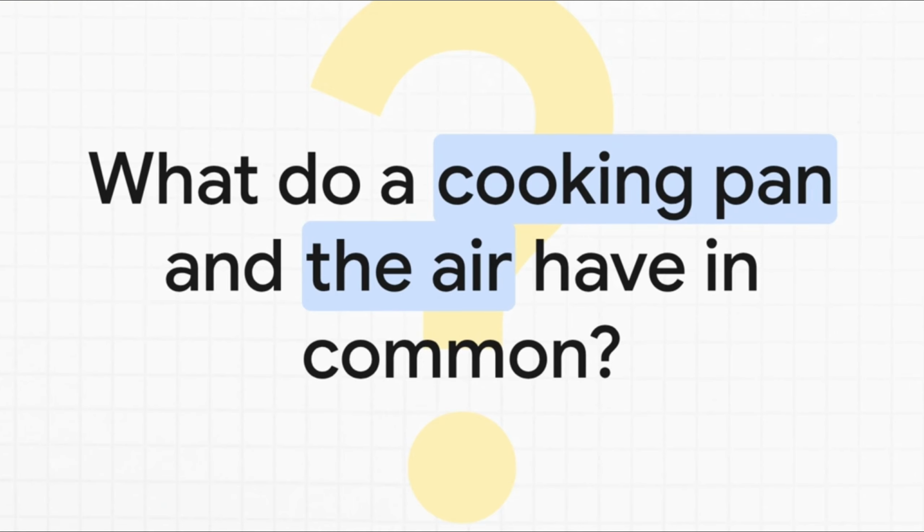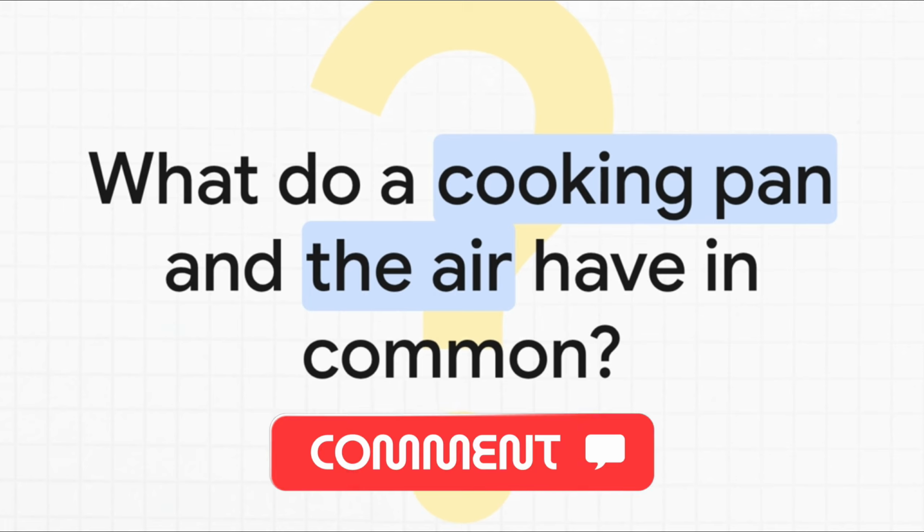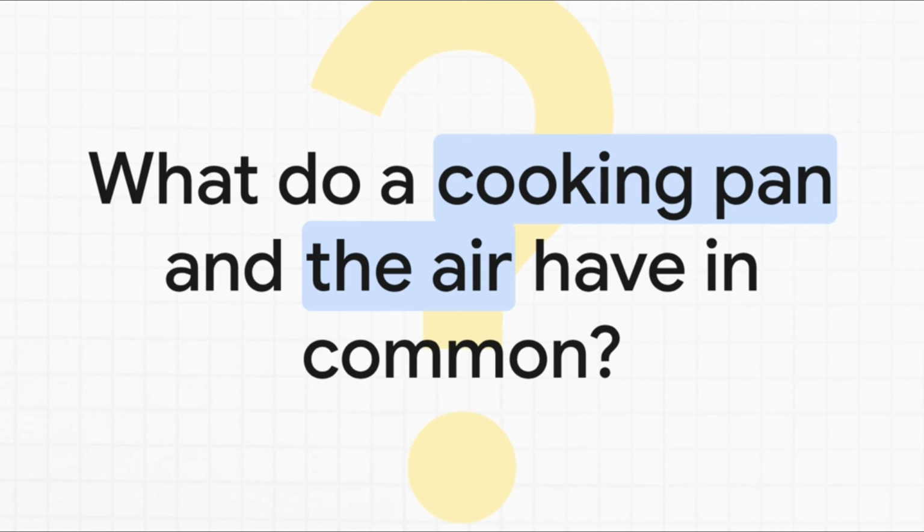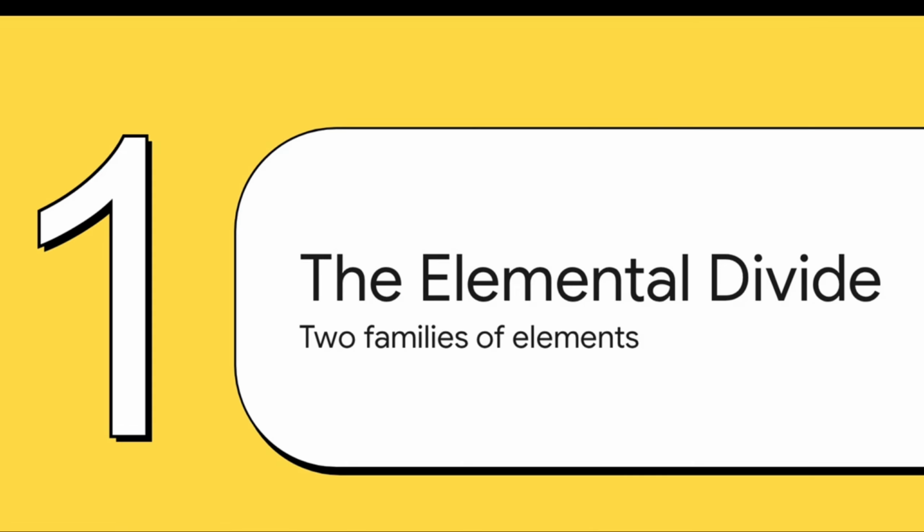What on earth could a solid, heavy cooking pan possibly have in common with the invisible air that keeps us alive? I mean, they seem like total opposites, right? One's a thing you can hold. The other is, well, it's just air. But the answer connects them at the most fundamental level of matter. And the answer is, they're both made of elements. You know, the basic building blocks of our universe.